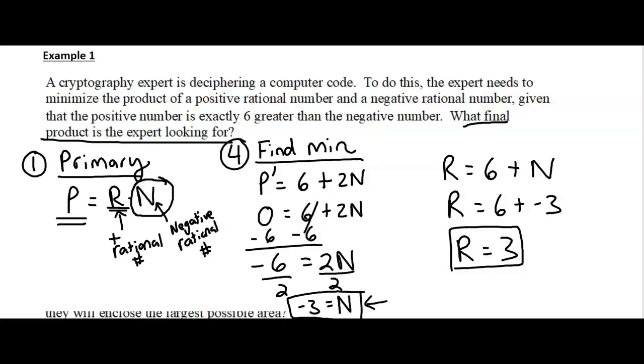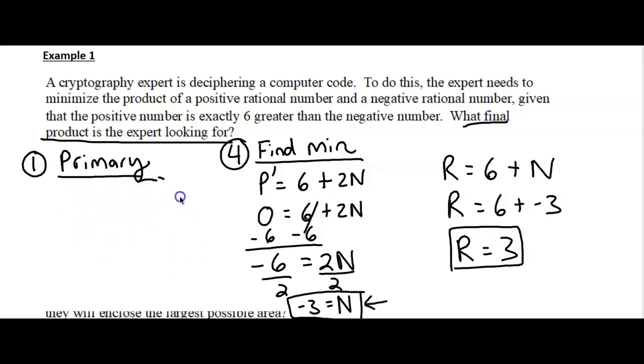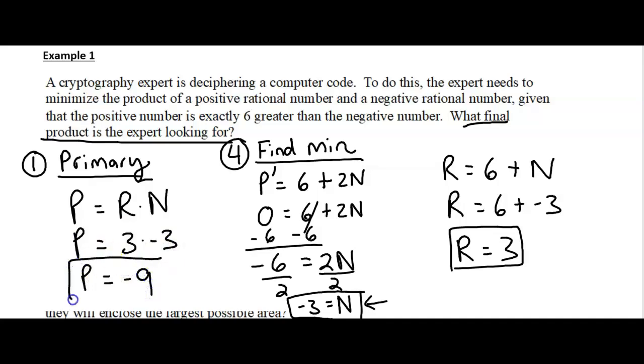And now I can answer their actual question, which is given by the equation p equals r times n. So the product is equal to the positive rational number multiplied by the negative rational number, which is negative 9. And that's the final answer right there. And so just to be more clear, I'm going to unbox this because these are not the answers it's looking for, but we did need to get those to get to the final answer.